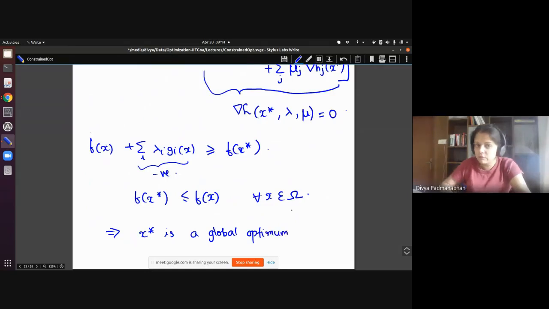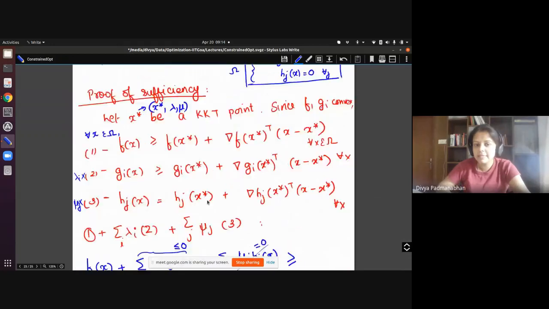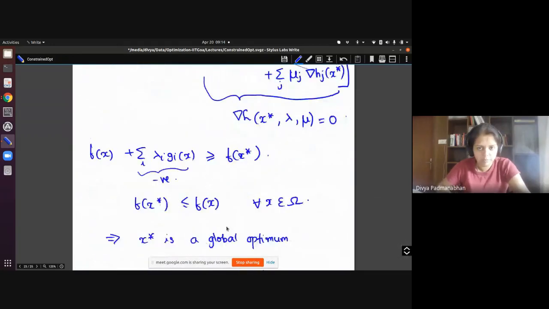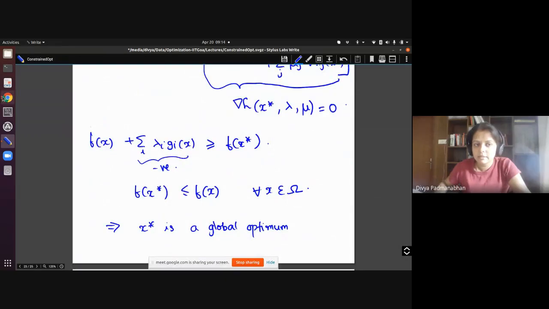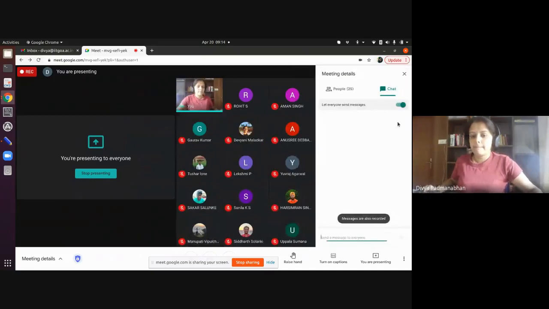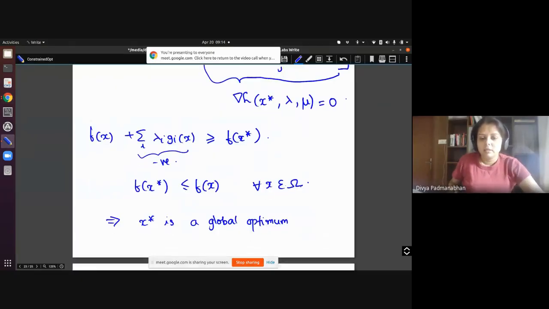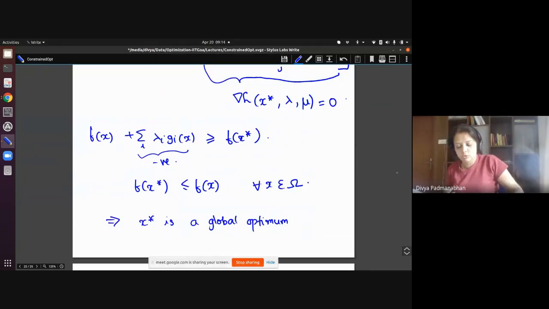So that's why, if you've managed to find a KKT point for a convex optimization problem, then immediately you know that it is an optimum. Okay, so is this clear? Are there any questions on this? Any concerns on this? No, ma'am. Okay, good.